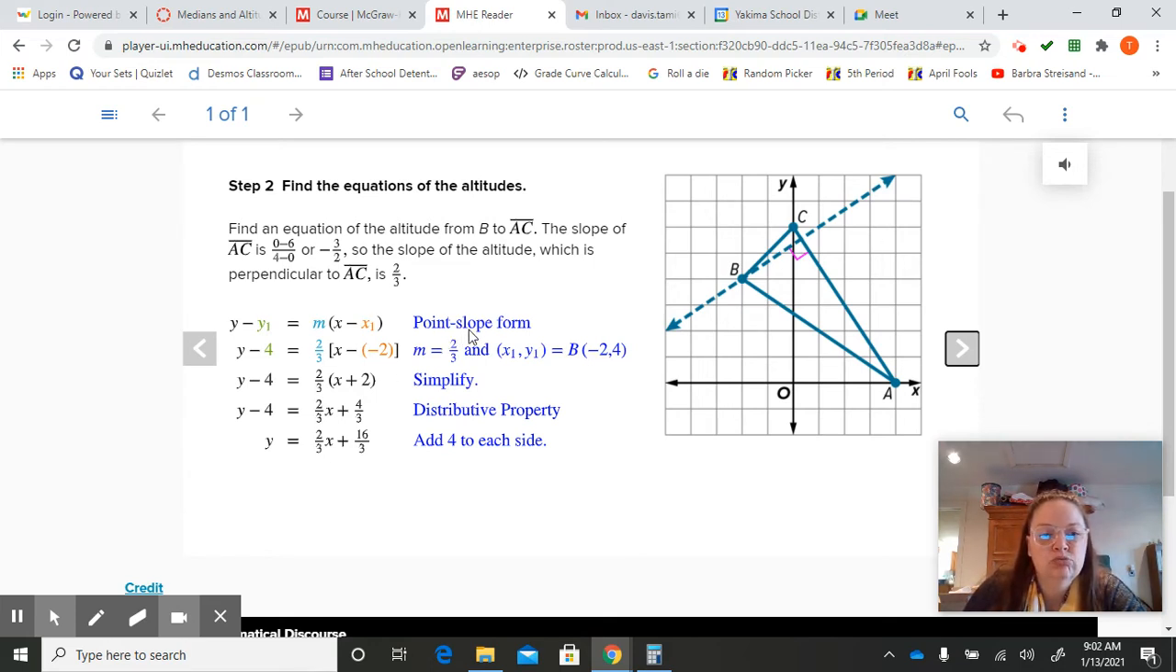Then they use point slope form to figure out what the equation for that line is. So they plug in the slope that we know we have to have. They plug in the point for B, which is (-2, 4), right? Negative 2, positive 4. Don't let the minus sign confuse you because that's part of the original equation. They simplify it, distribute the 2/3, add 4 to both sides, and boom, the equation of this line is y equals 2/3 x plus 16/3, right? It's crossing right there at 5.3.